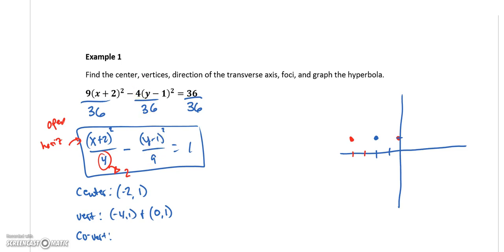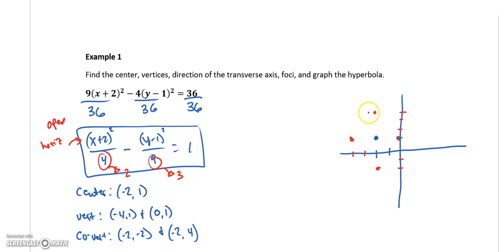This 9 underneath my y fraction gives me information about the number of spaces I'll move. Square root of 9 is 3. So I'm going to go 3 spaces up and down from center. So there's a covertex. Here's a covertex. So that's going to be at negative 2, negative 2, and negative 2, 4.